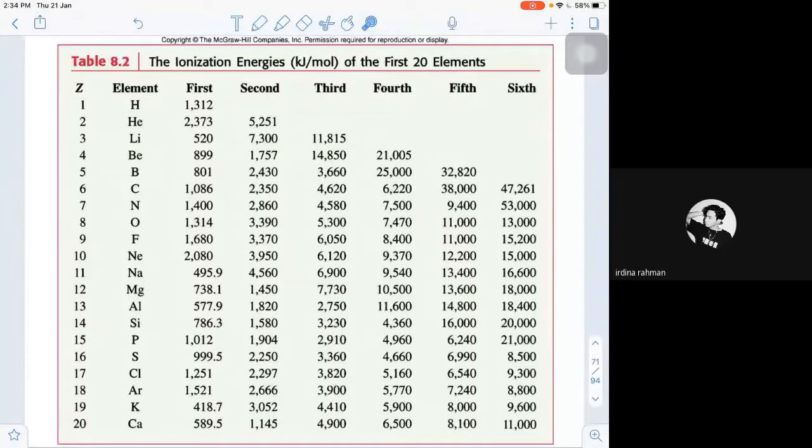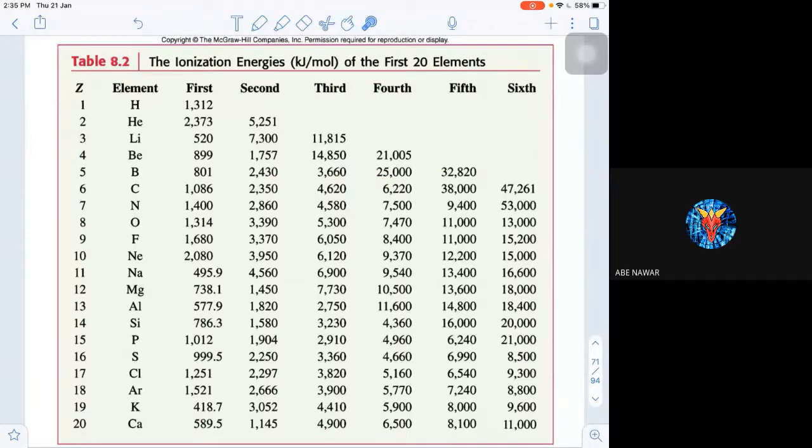As compared to calcium here, it has first, second, third, fourth, fifth, sixth. Why are there no values for lithium? Yes, because lithium only has 3 electrons, meaning the maximum number of electrons that can be removed is 3. The same goes for hydrogen. We stop at the first IE, with no second, third, fourth, because hydrogen only has 1 electron that can be removed.